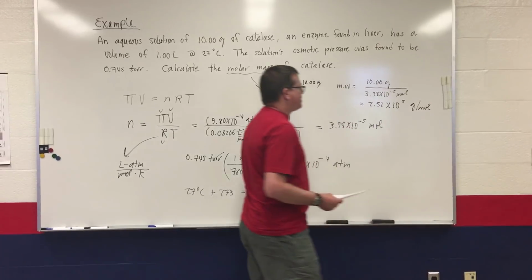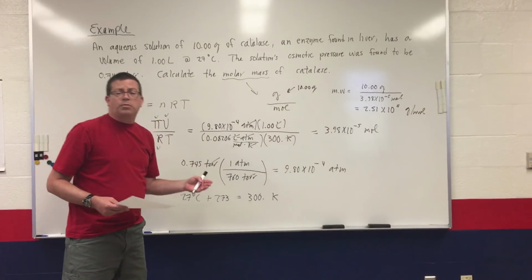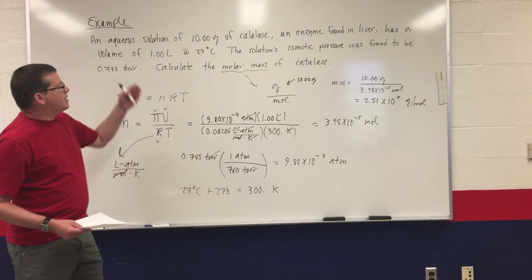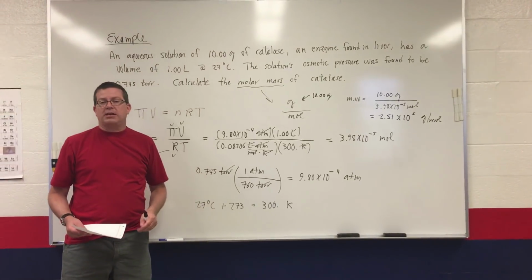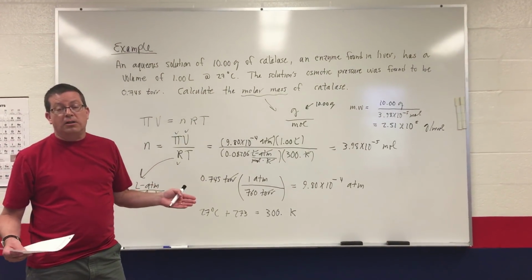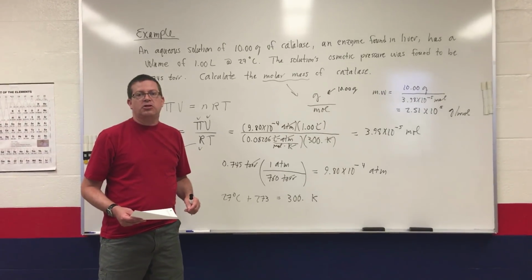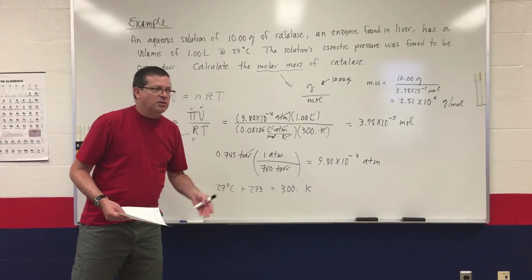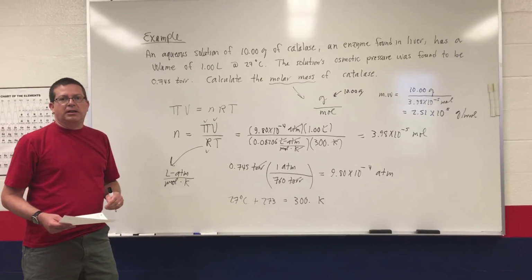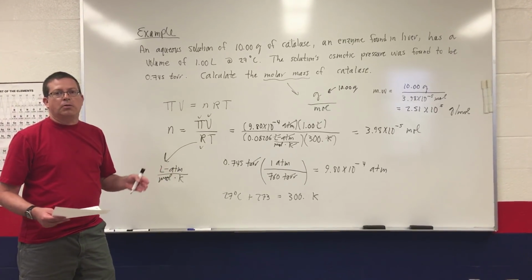And you might look at that and say, well, that seems like a really, really large molecular weight, but keep in mind that an enzyme is an example of a protein, which is a very large biomolecule. So we'd expect to see very large molar masses associated with things of this nature. So this is a good example of how to use a colligative property to determine a molar mass of an unknown compound.